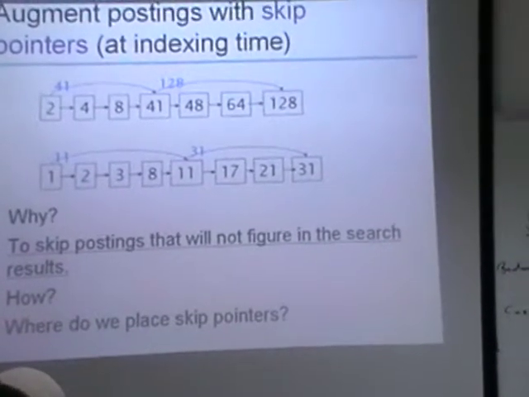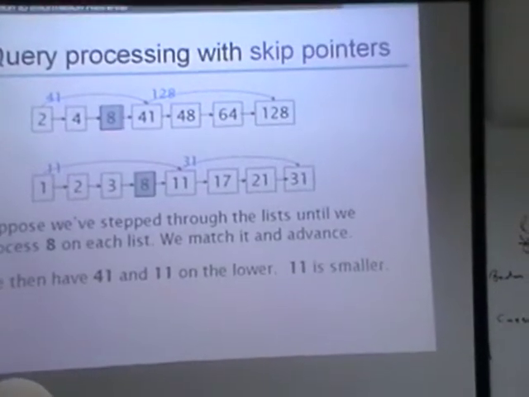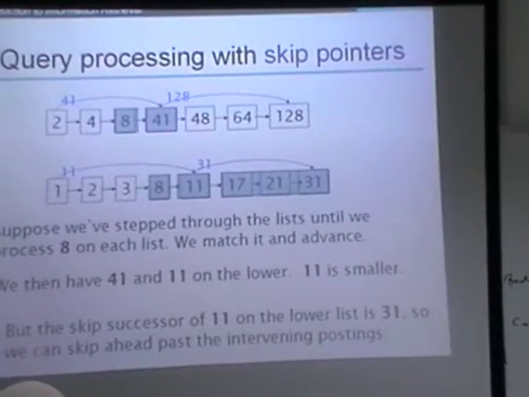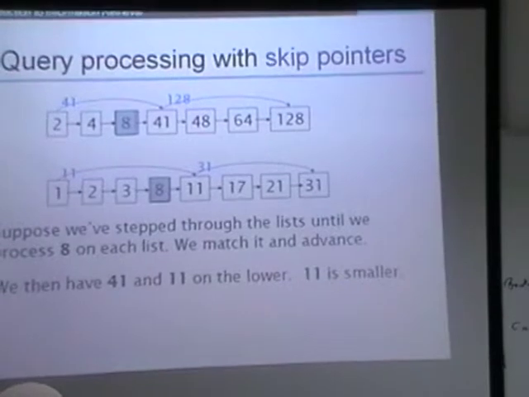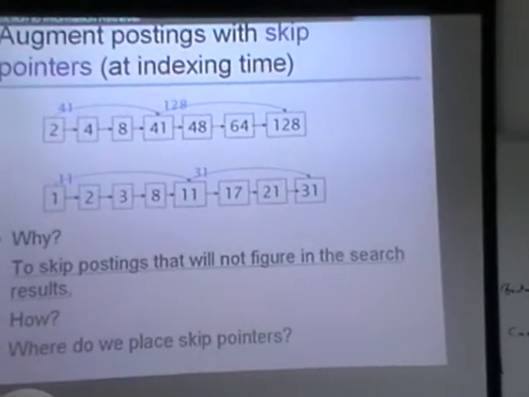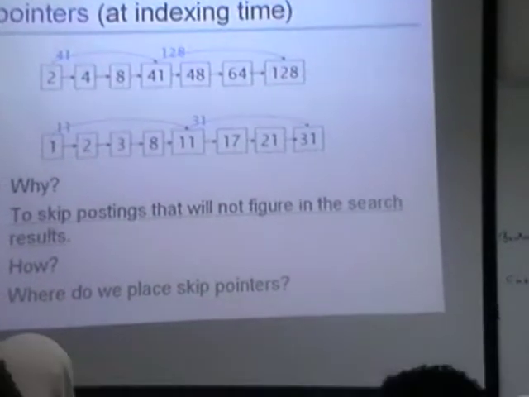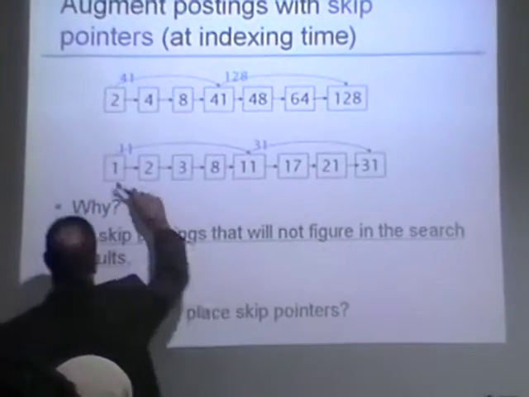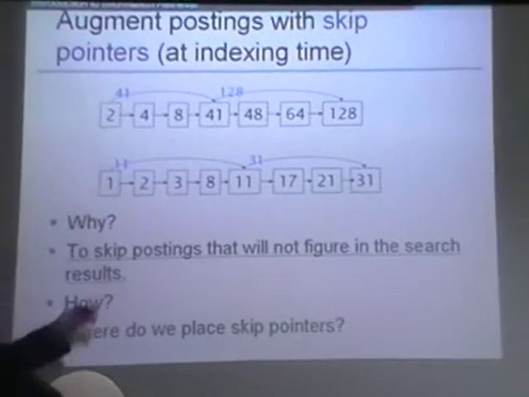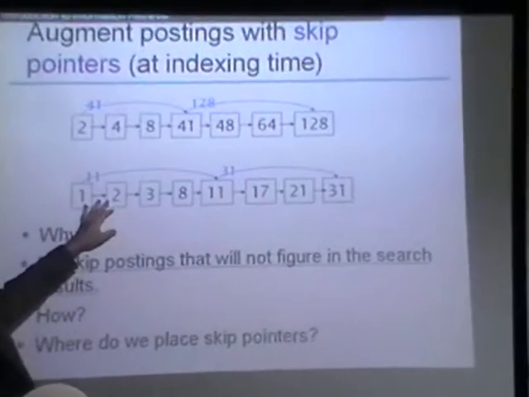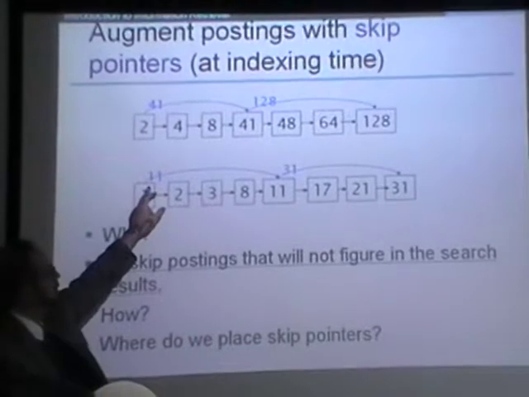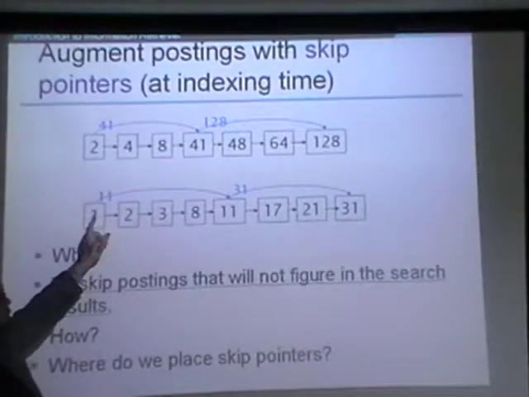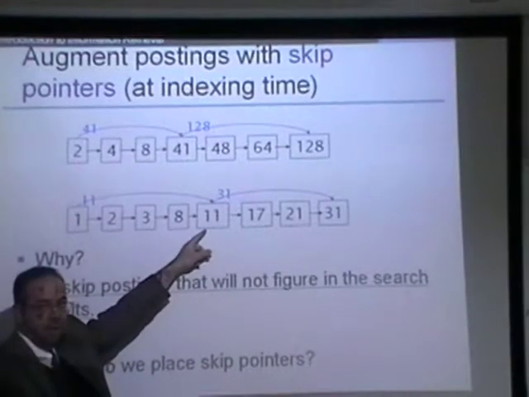We add those skip pointers. Now, to see how they work, we have this example that shows us how this one works. Initially we have 2 pointers, a pointer here and a pointer here. Instead of moving to the next, we look at the skip pointer to see what is the end value of the skip pointer.